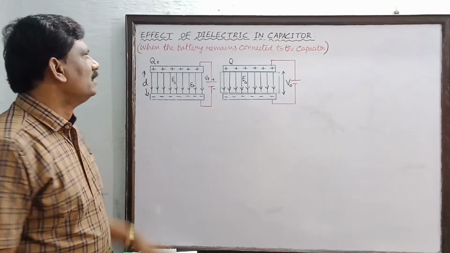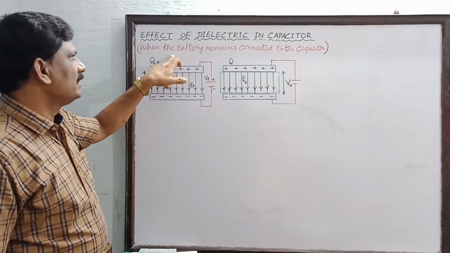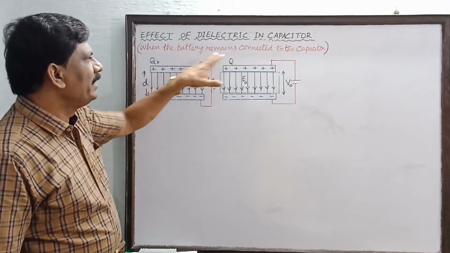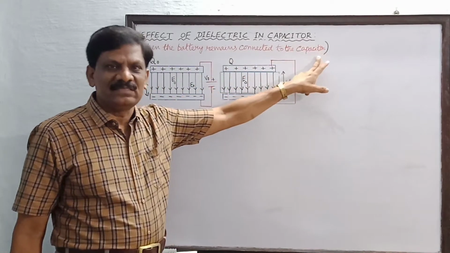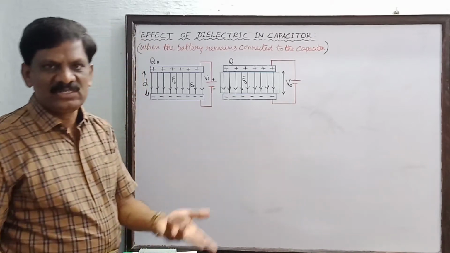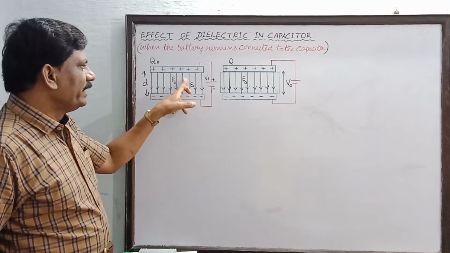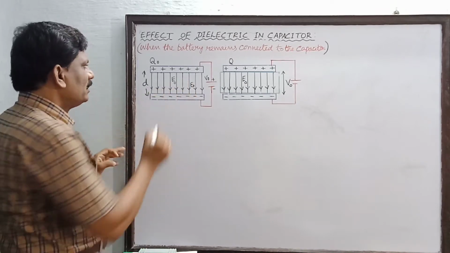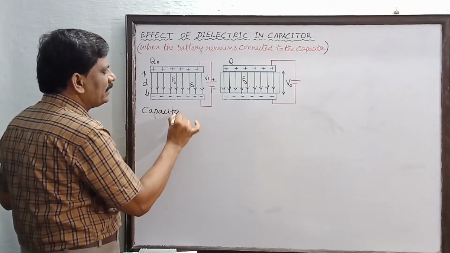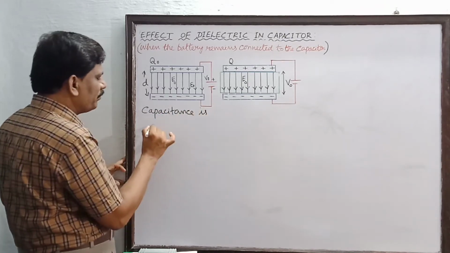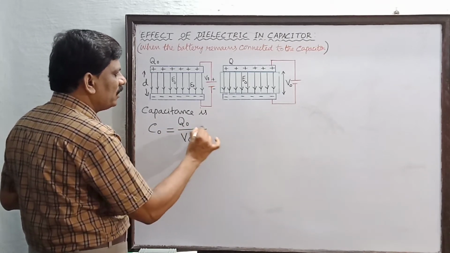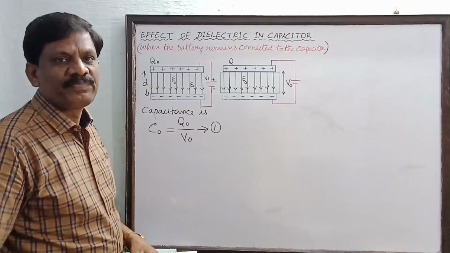Hi students, now this second case under the effect of dielectric in a capacitor is when the battery remains connected to the capacitor. So in both the pictures you can see the battery is connected. Now as usual, when the dielectric was not introduced, what will be the capacitance of the capacitor? The capacitance is denoted by the symbol C0, and this is equal to Q0 divided by V0. So this is the first equation.